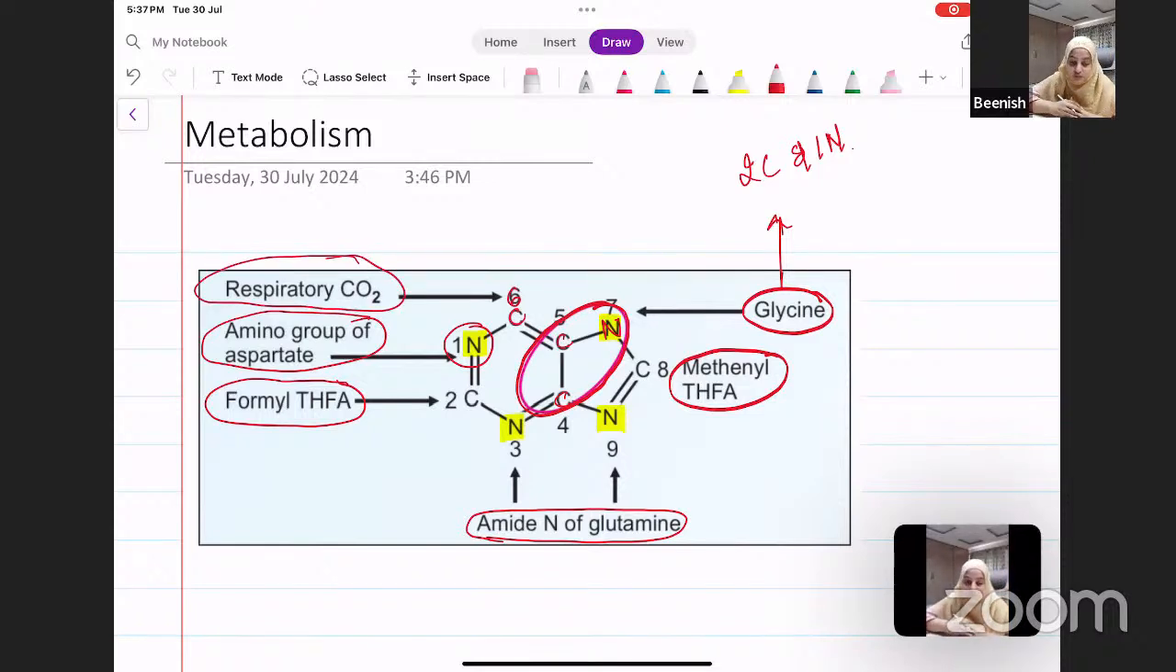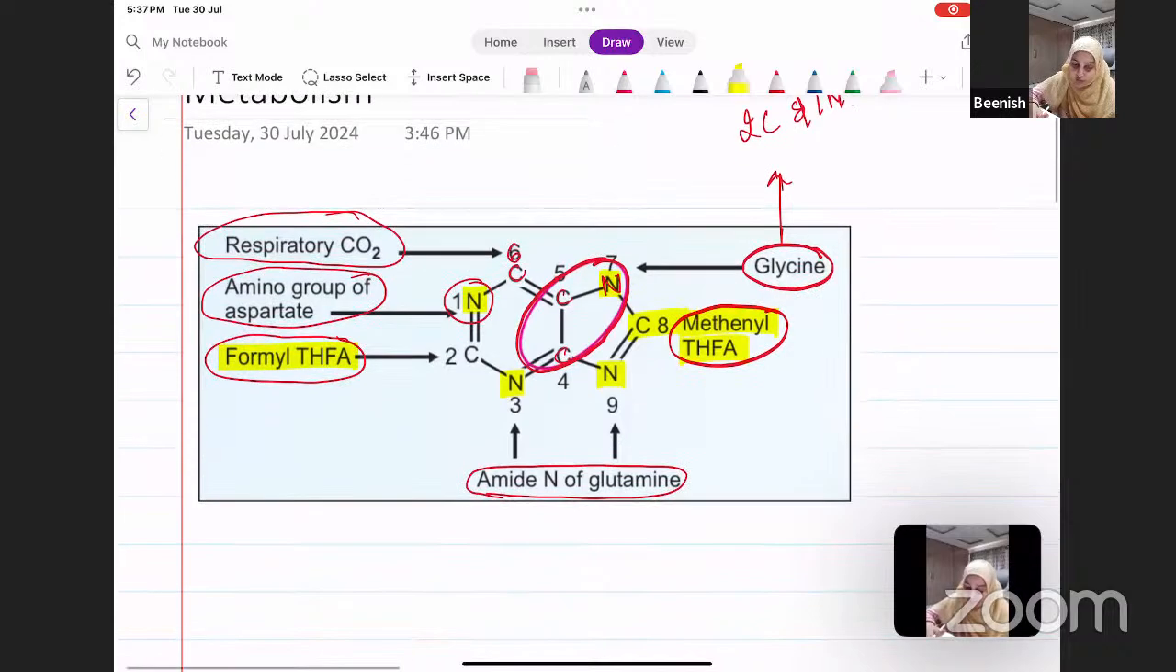Okay, so these are the sources of your purine ring: where the different carbons and the different nitrogens are coming from. So now you see the importance of folic acid in DNA synthesis. Formyl tetrahydrofolic acid is contributing the carbon 2 of your purine ring, and methylene tetrahydrofolic acid is contributing carbon 8. So in case of folic acid deficiency, what will happen? There will be decreased DNA synthesis causing megaloblastic anemia. That is why folic acid is very important in DNA synthesis. Now let's move on to de novo synthesis.